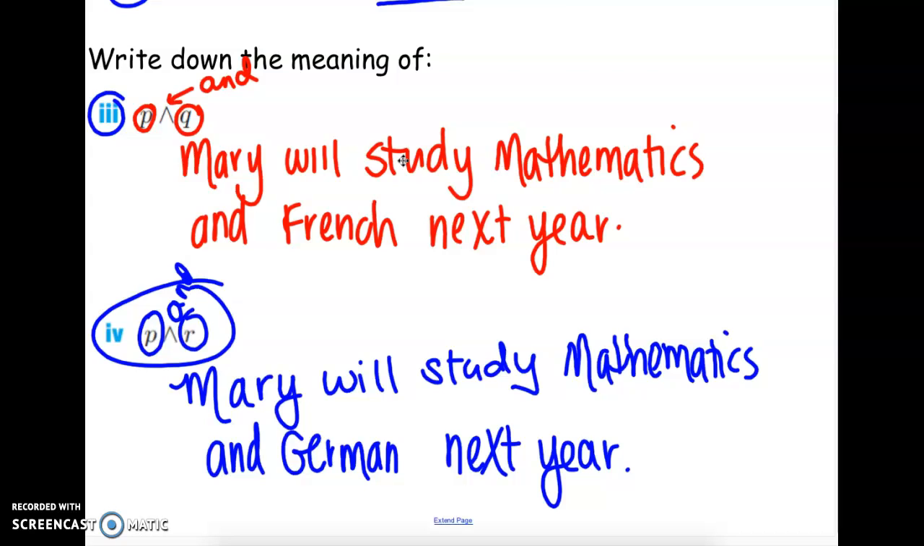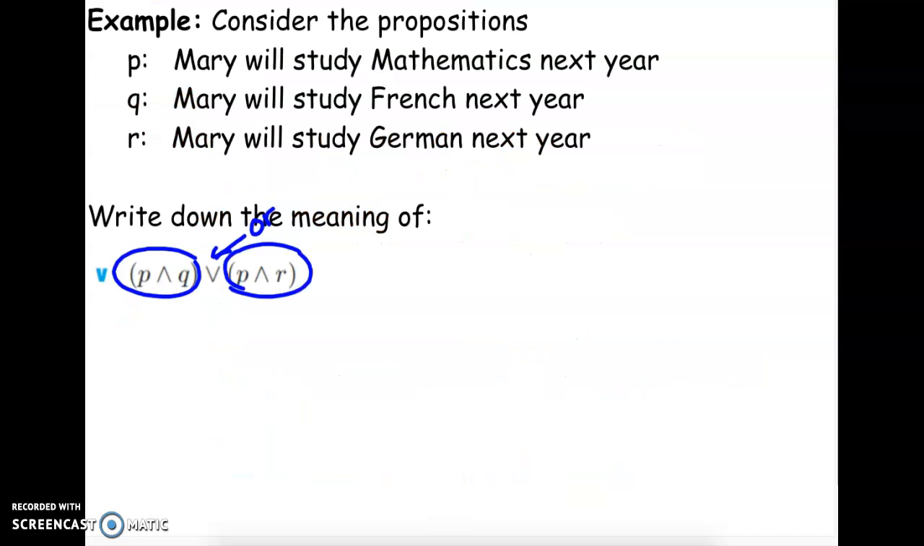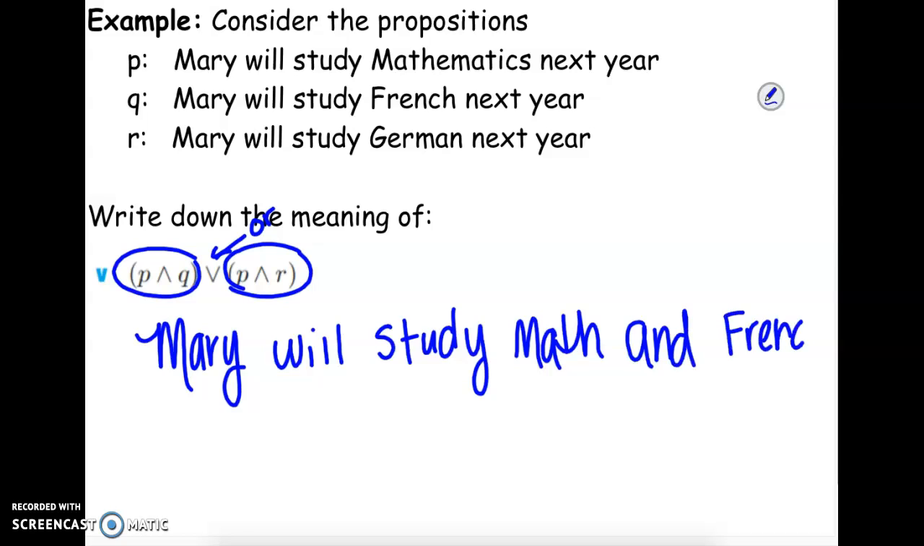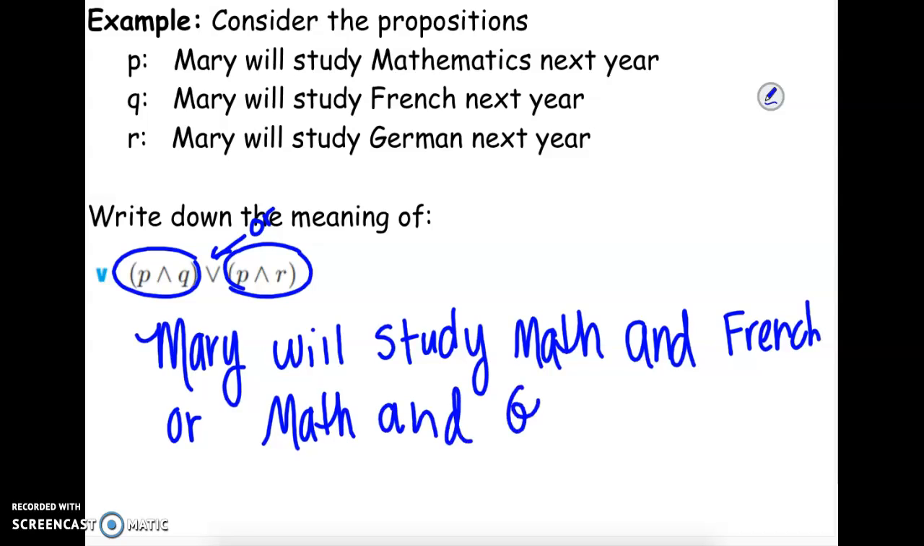So when we put that all together, what does it look like? So Mary will study math and French. So there's your first piece. Or math and German next year.